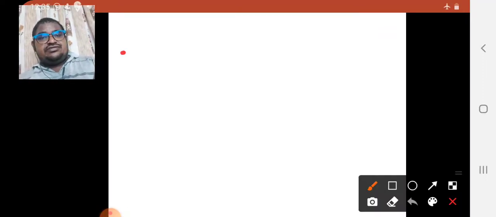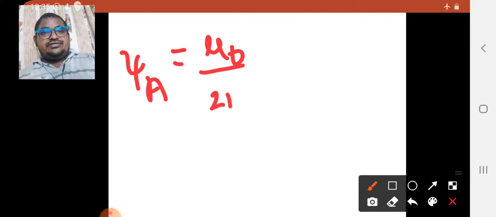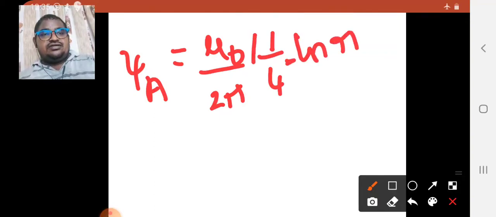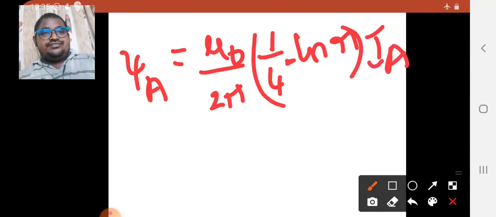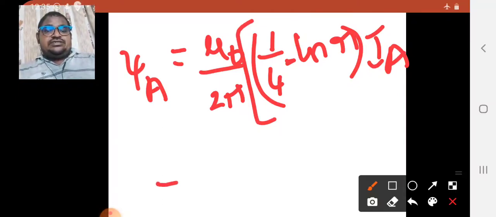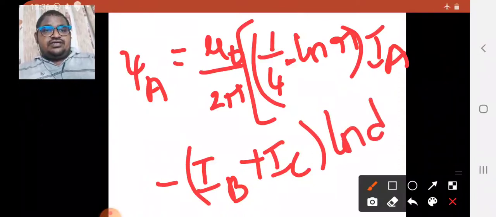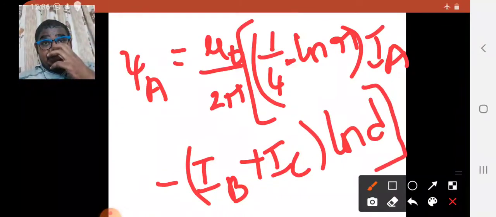So then how can you write the equation? Psi A is equal to mu naught by 2 pi into 1 by 4 minus ln r into IA minus IB plus IC into ln d, because we assume that d1, d2, d3 are equal to small d.